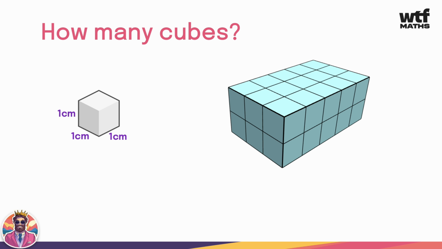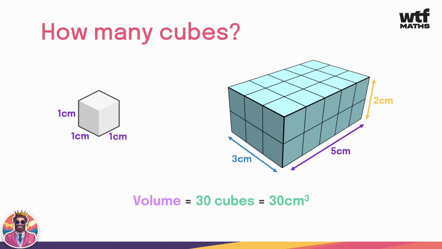Now, if we look at the shape on the right, it's 3 centimeters in width, 5 centimeters in length, and 2 centimeters high. So how many of these 1 centimeter cubes would fit in the shape on the right? Now you can count it for yourself, but we could fit 30 of these cubes in the shape on the right. So we'd say the shape on the right has a volume of 30 centimeters cubed because you can fit 30 1 centimeter cubes inside that shape.